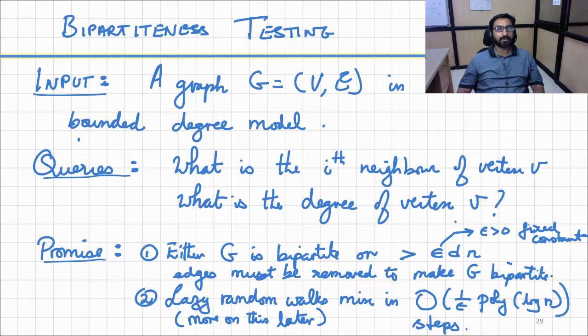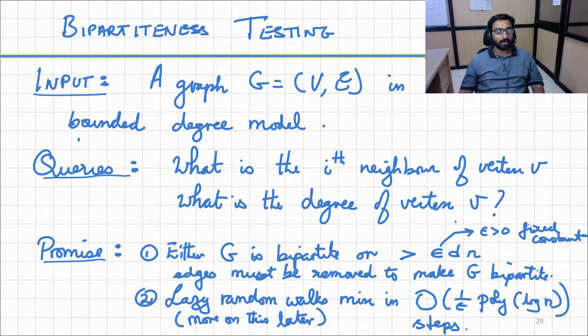We are now ready to dive into the problem. So let's make sure we understand the problem statement precisely. The input is a graph G equals (V, E) in the bounded degree model. And in this model, our queries are of the form, what is the ith neighbor of vertex V? And we may also need to find out what the degree of each vertex V is. And so this is the bounded degree model in property testing for graphs.